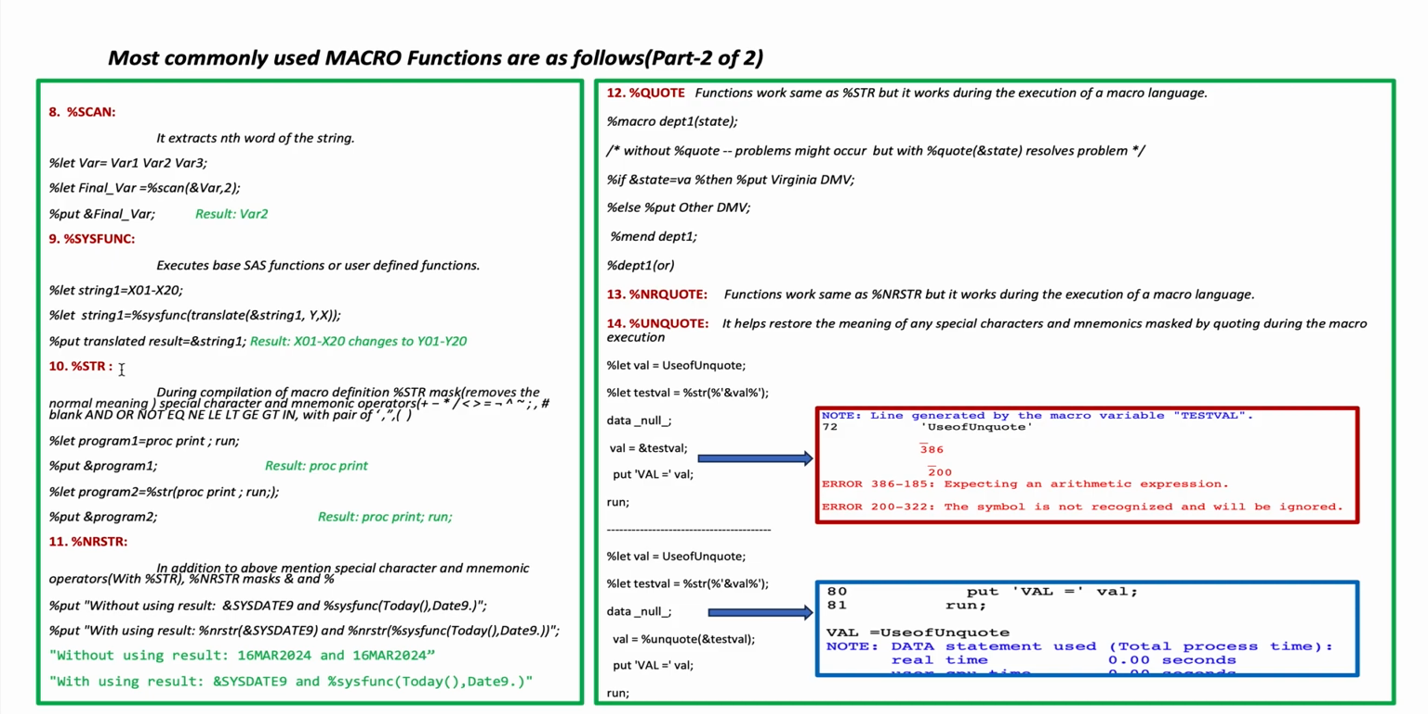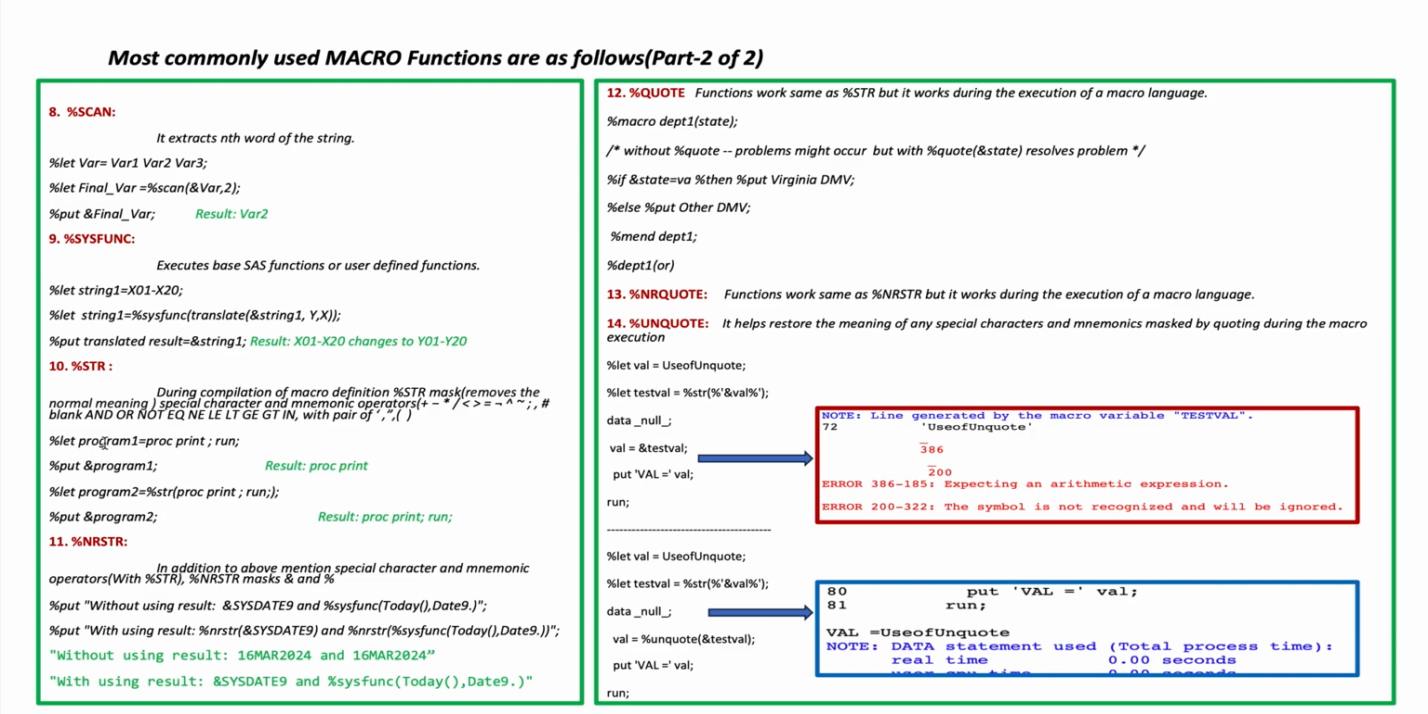During the compilation of a macro definition, %str masks, that means it removes the normal meaning of special characters and mnemonic operators. For example, suppose we have a SAS program written in a SAS macro variable. That means program1 is a macro variable and its value is the SAS program proc print semicolon run semicolon.